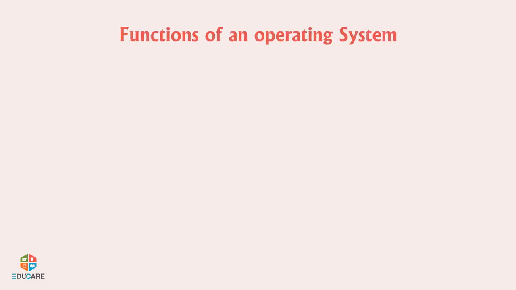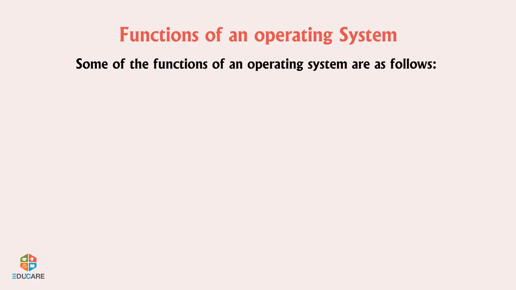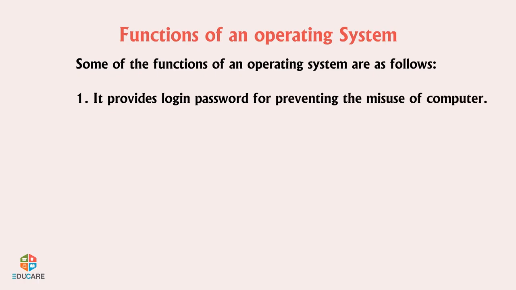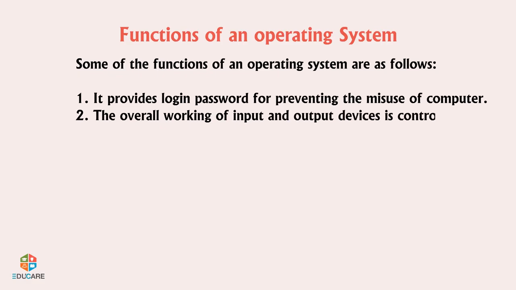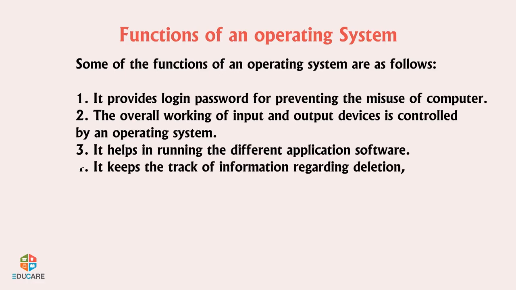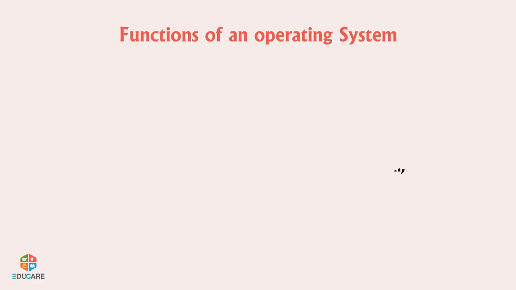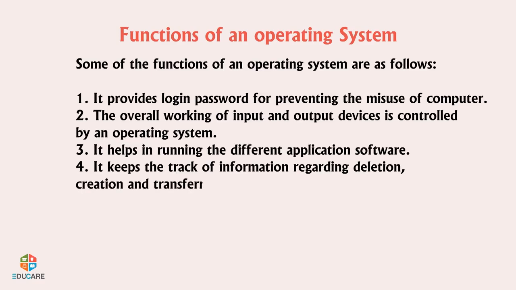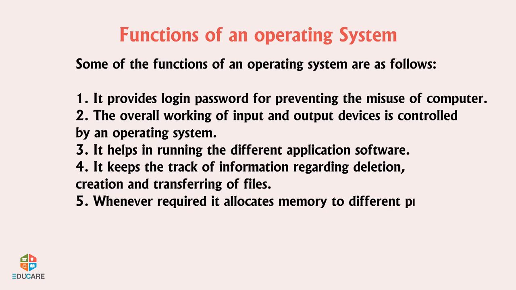Functions of an operating system. Some of the functions of an operating system are as follows. It provides login password for preventing the misuse of computer. The overall working of input and output devices is controlled by an operating system. It helps in running the different application softwares. It keeps a track of information regarding deletion, creation, and transferring of files. Whenever required, it allocates memory to different programs.